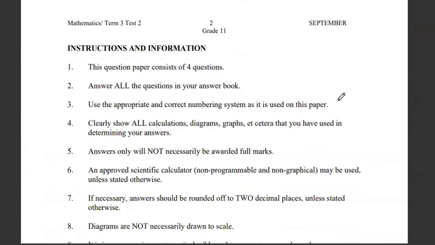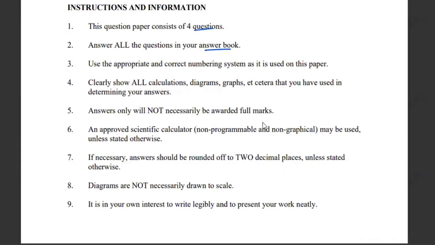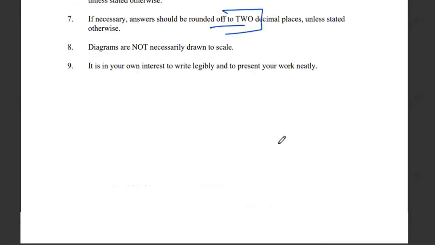They're telling us that we have 4 questions. We need to answer all of them using the appropriate correct numbering system. Clearly show all the calculations and use a scientific calculator. Round off to 2 decimal places unless we are told otherwise. Diagrams are not necessarily to scale.